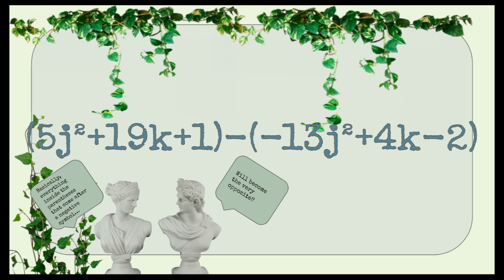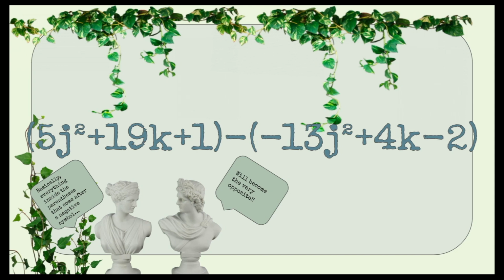But when we release the parentheses, it becomes 5j squared plus 19k plus 1 plus 13j squared minus 4k plus 2. Notice how the second expression's signs became the opposite when we released the parentheses. This is because the negative symbol, or negative 1, that was initially in front of the expression was distributed to every term. Try solving this one on your own.